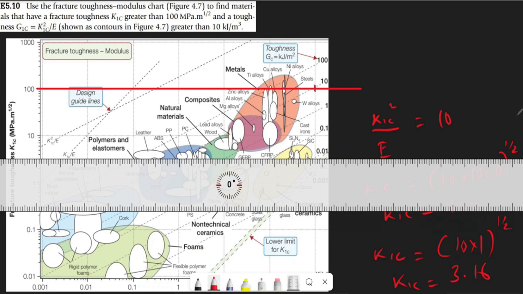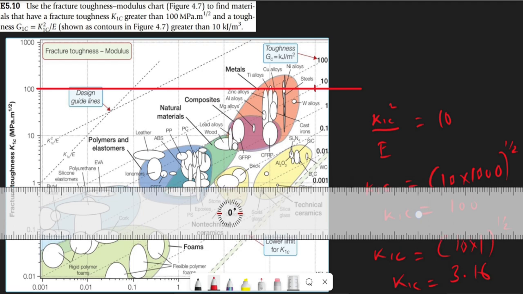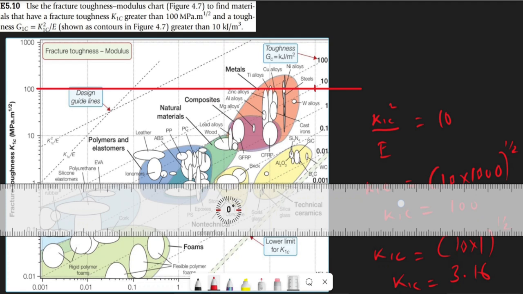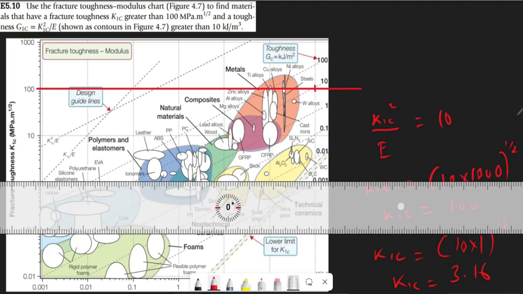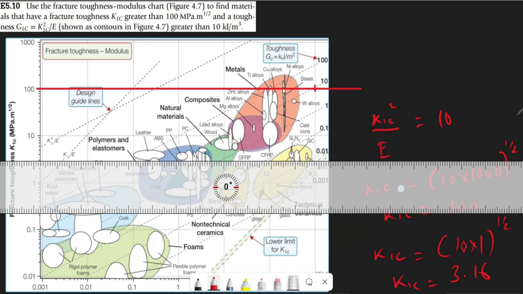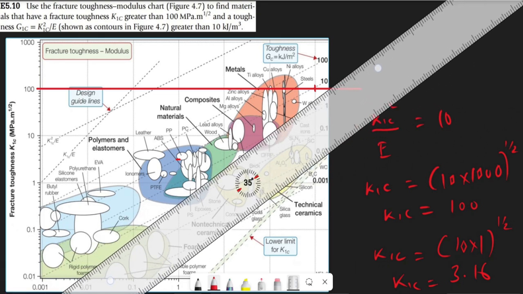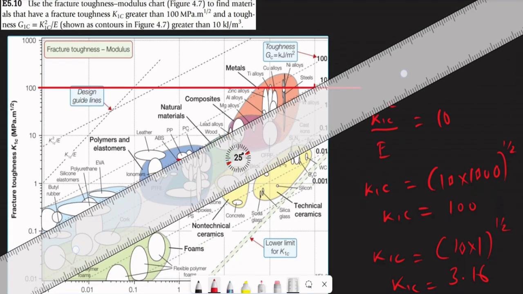The next one we are looking for is when K1C is equal to 3.16. At 3.16, the value of Young's modulus is equal to 1. So this is 1 for Young's modulus, and at 3.16, this is 2, this is 3, so it's almost 3.3. We are looking for this point. These are the 2 points we are looking for. Since we have the 2 points, we can now position the ruler and draw our line.